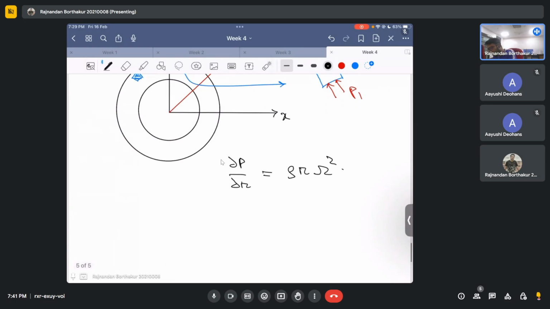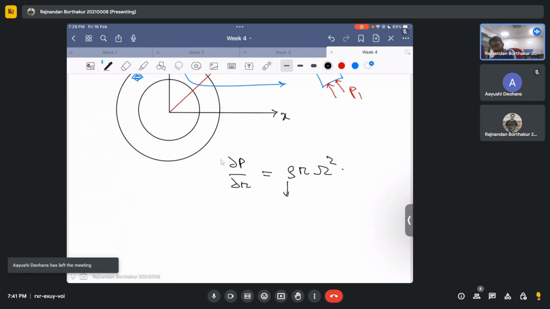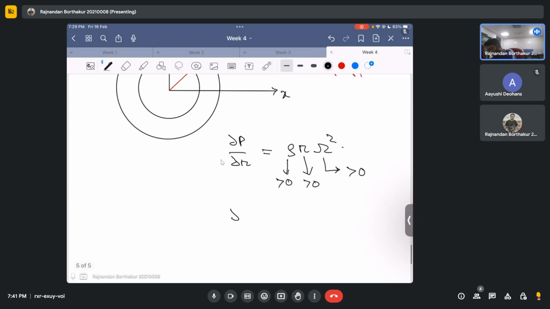Now, the density is always greater than 0, since we know the density of a fluid can never be 0. The radial direction can also never be 0, because the radius goes from 0 to plus infinity. Hence, this is also greater than 0. And the angular velocity can be 0, but since it is omega squared, this term will also be greater than 0, which means that del P by del r is a positive quantity basically.